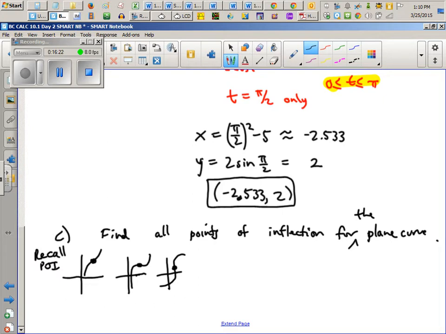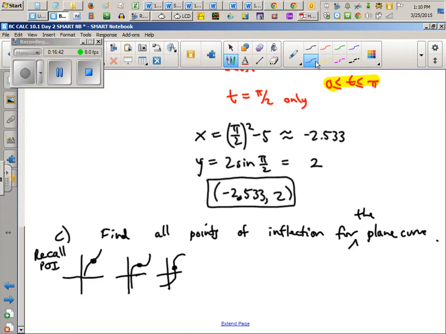A point of inflection is not necessarily a point where the second derivative is 0. Okay, don't memorize it that way. The truth is, the graph has to change concavity. Okay? It has to go concave down, concave up, or vice versa. And you have to be able to draw a tangent line.